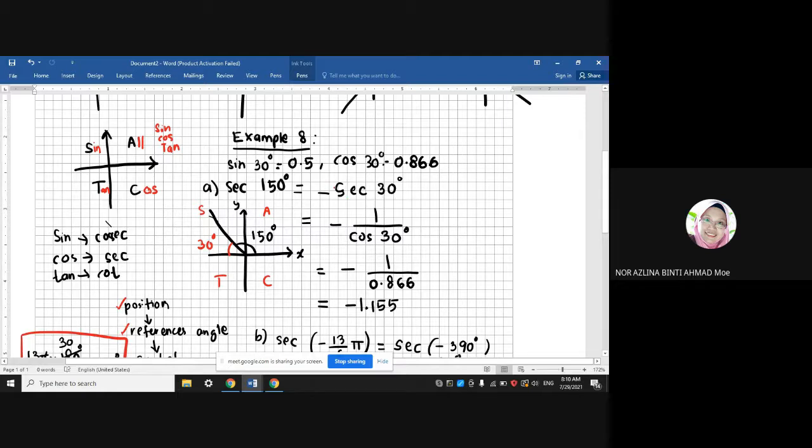Tapi kena tahu simbol dia. Positif ke negatif. Pada kuadran 2 hanya sin sahaja yang positif. Okay, yang ini secant. Secant bermaksud cos kan. Okay, kawan dia cos. So kalau sin positif, selain daripada sin must be negatif. Sebab tu sini ada negatif. So negatif 1 over cos. Secant adalah 1 over cos. Cos 30. So gantikan nilai. Okay, sama tadi.